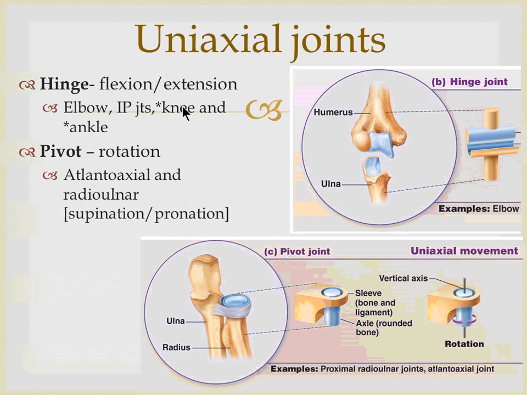So you must know these examples, because the kind of question you could get would be, which of these is an example of a hinge joint? I might give you elbow, shoulder, metacarpophalangeal and atlantoaxial. So obviously you would say elbow joint.